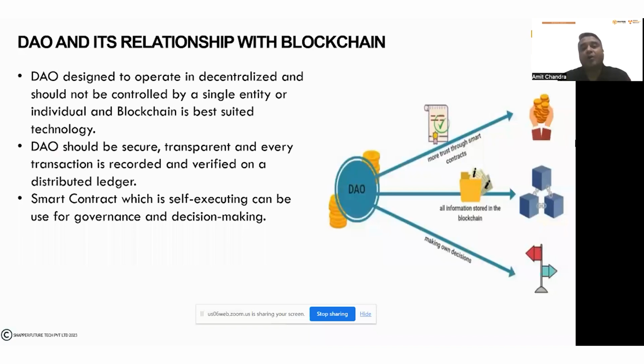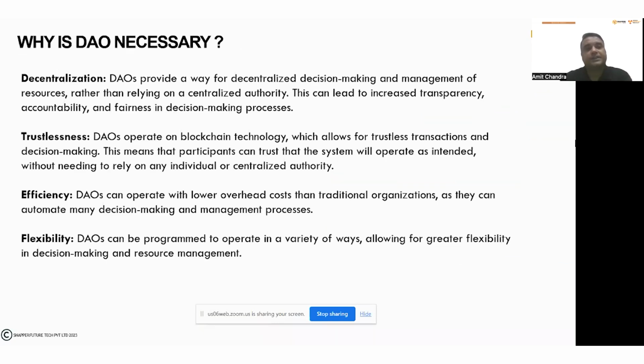Basically, DAO is implemented at the upper layer of the blockchain only. It's a kind of Web3 structure, and blockchain is used because it's secure, transparent, and every transaction is recorded and verified in the distributed ledger. So that's how DAO is related to the blockchain.